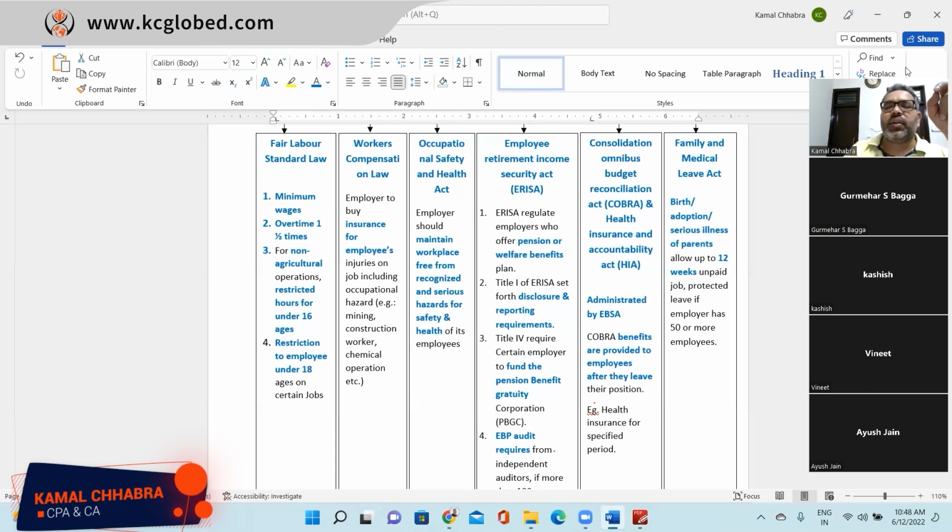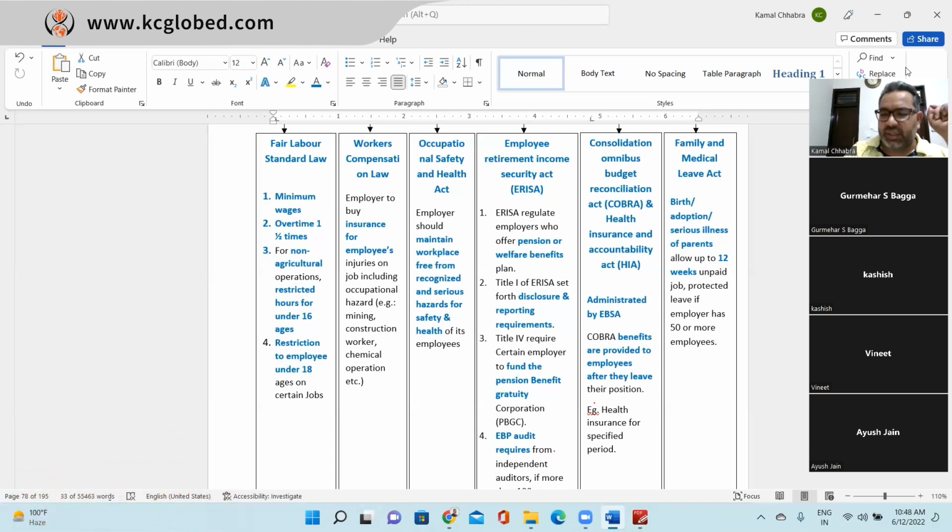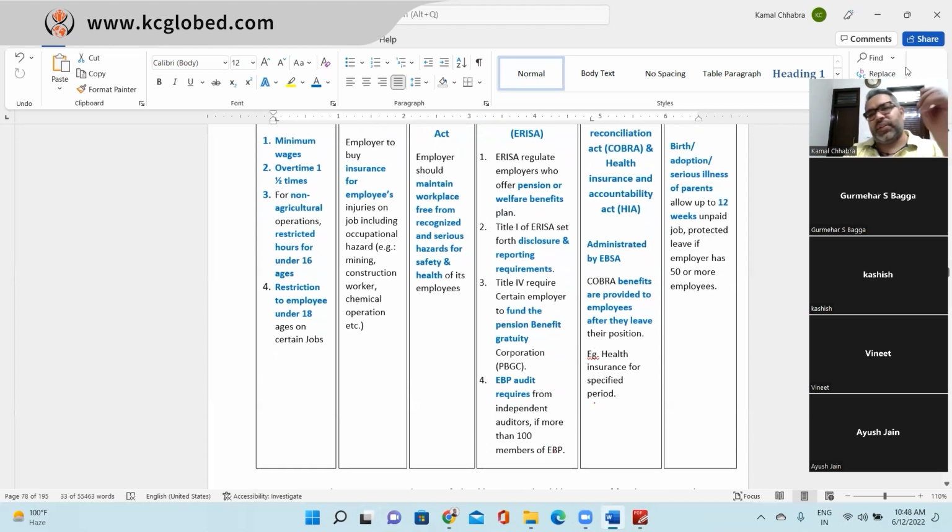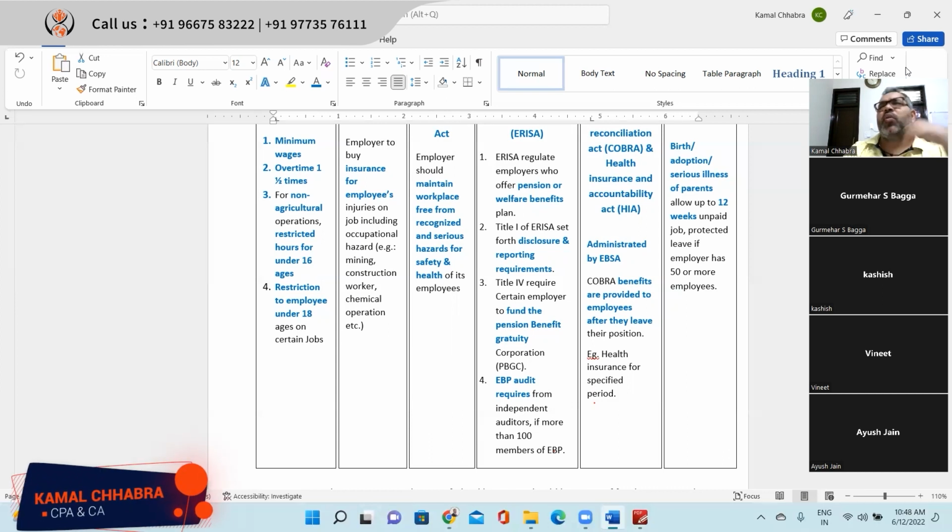Title 4 says to require certain employers to fund the Pension Benefit Guaranty Corporation. So there are certain trusts in the US which take the funds and then make payments to the respective employees as and when they come due. So it is the responsibility of the employer to contribute to those funds when they have a gratuity scheme.